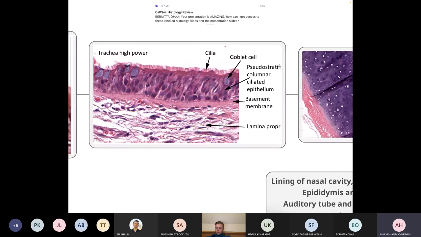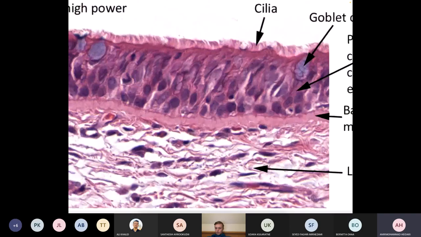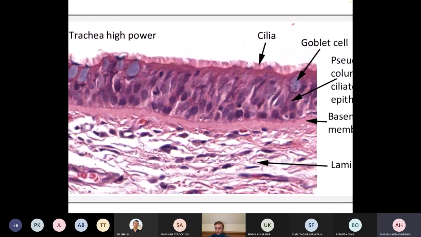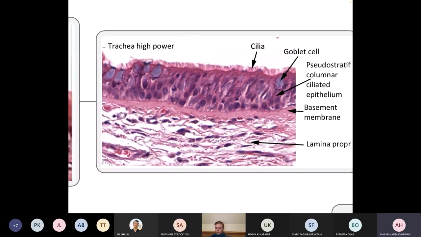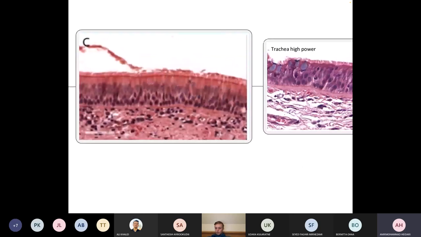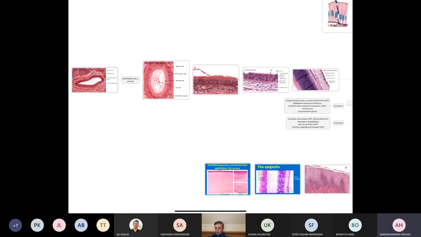mucociliary escalator. And the fact that the cells show a pseudostratified appearance, in that the cells are actually simple, meaning they don't have layers, but they appear as having layers because of the difference in the heights of the nuclei. If you follow cells to the lumen, to the top, you would find that they all reach the lumen and all of them touch the basement membrane, which you can see here. So they're not really stratified, they're pseudostratified.